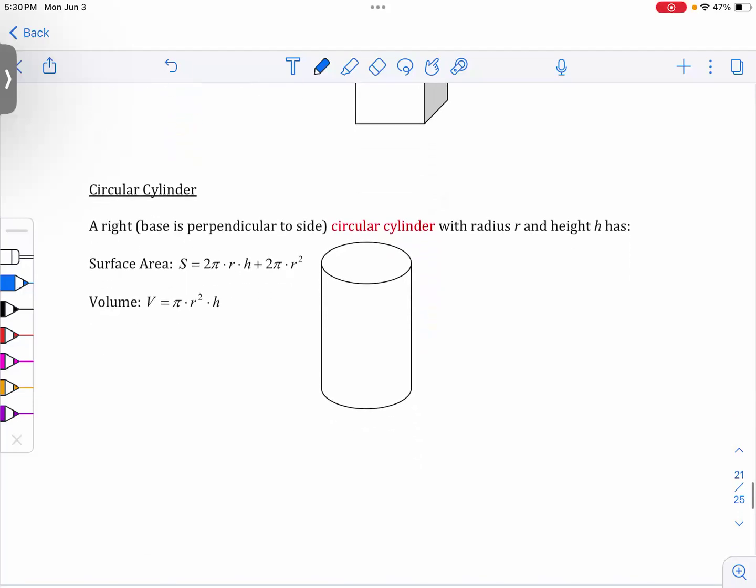A circular cylinder. Cylinders are very, very common. Notice that the volume is pi r squared, the area of the circle, multiplied by the height of the object. So you still have the area of a circle, and then multiplied by the height gives us the volume. And the equation of the surface area, 2 pi r h. So 2 pi r, that's the circumference, multiplied by h. And the surface area would also include 2 circles on both ends, hence it's 2 pi r squared.